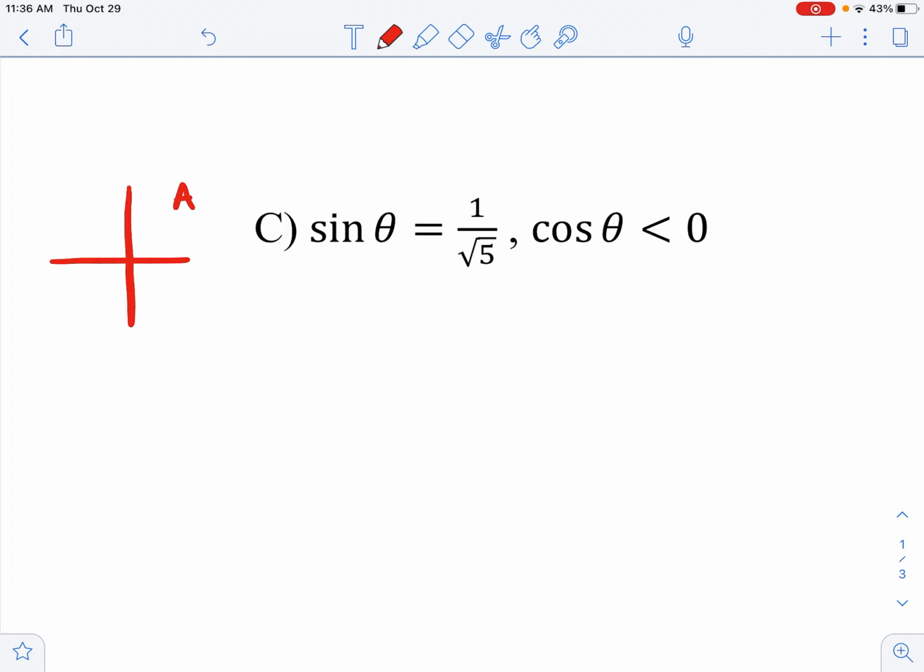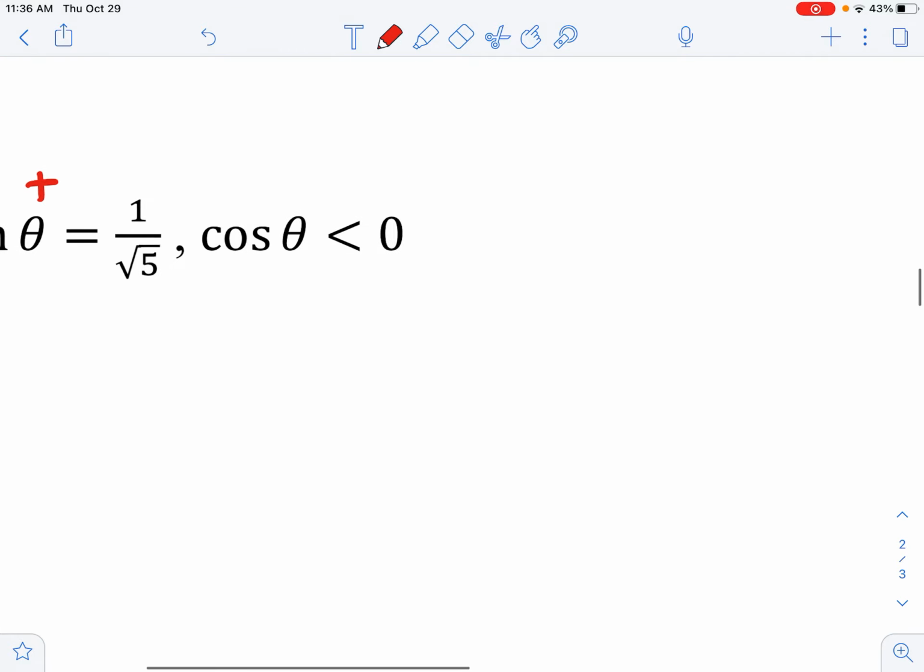All right, I have to decide what quadrant I'm in first. So I'm going to use All Students Take Calculus to help me. So this says sine of theta is 1 over root 5. It's not rationalized, but I can give you something that's not rationalized. You just can't give me anything that's not rationalized. All right, so sine of theta is 1 over root 5. So that means sine is positive. So I'm either here or here, because that's where all are positive, and that's where sine is positive.